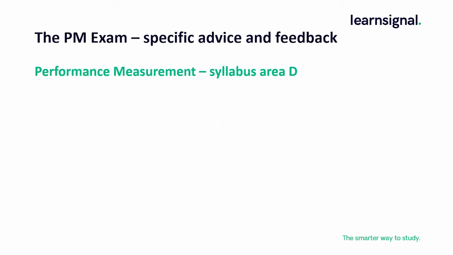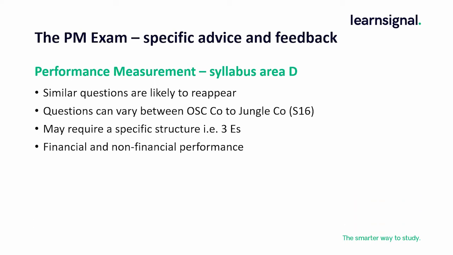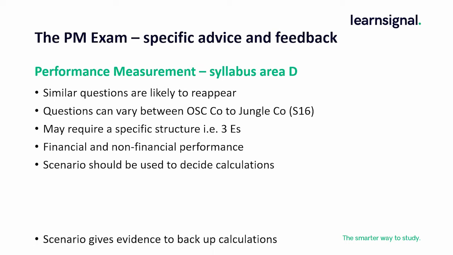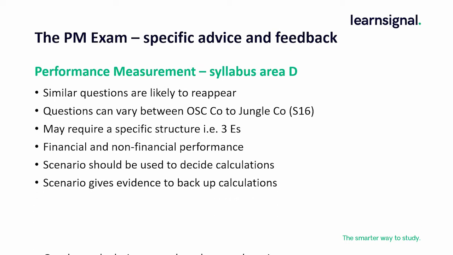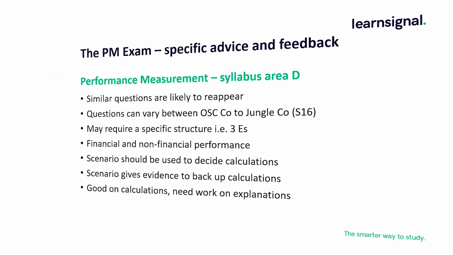Given the focus of this exam, performance measurement questions will keep coming up. Questions can take various forms ranging from traditional PM questions like Jungle Co. in September 2016 to OSC Co, which was focused on a model. Some questions can ask candidates to use specific structures, such as the 3 E's. Questions can ask for assessment of financial and non-financial performance. You also need to use a scenario to determine what calculations to perform. Also, you need to use the scenario for supporting evidence to explain why an organization might be seeing those results. Students are quite good at doing the calculations, but do need to work on their explanations.